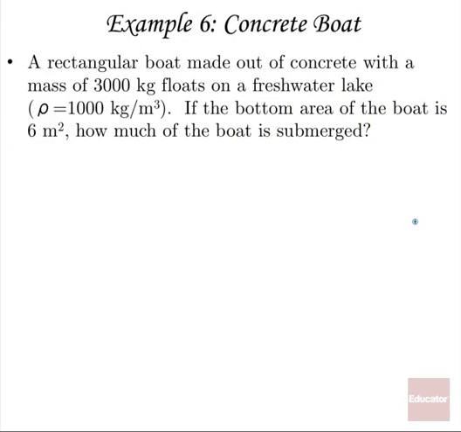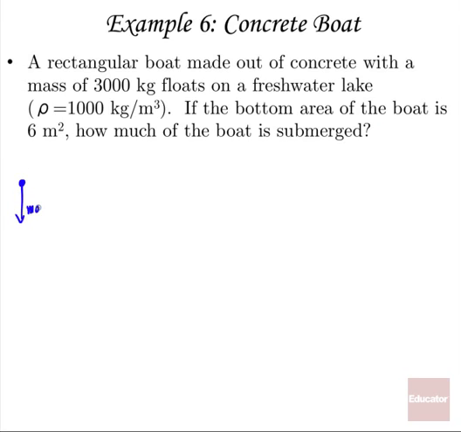Let's go to a favorite project in physics, building a concrete boat that floats. A rectangular boat made out of concrete with a mass of 3,000 kilograms floats on a freshwater lake. The density of freshwater, again, 1,000 kilograms per meter cubed. If the bottom area of the boat is 6 square meters, it's a pretty big boat, how much of the boat is submerged? Well, let's start with the free body diagram.